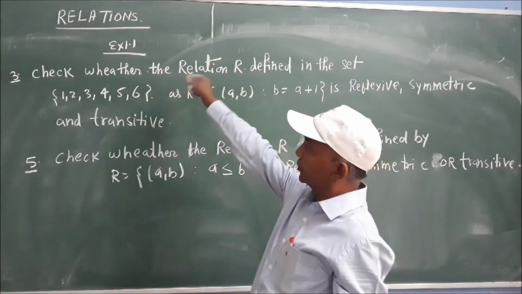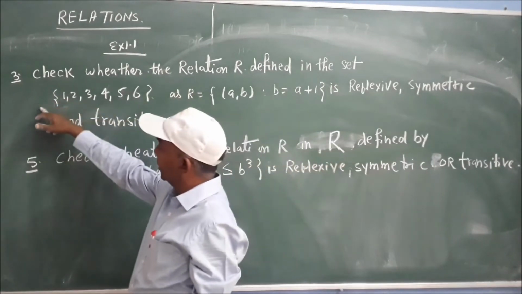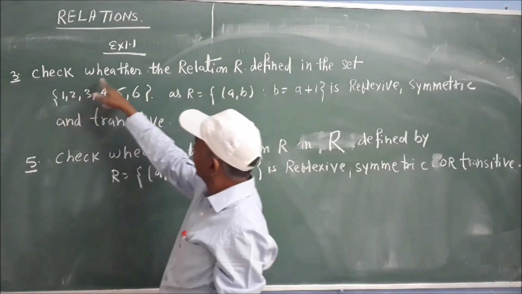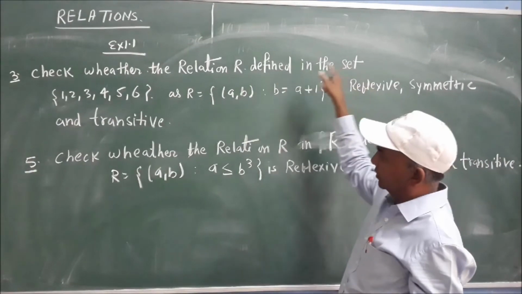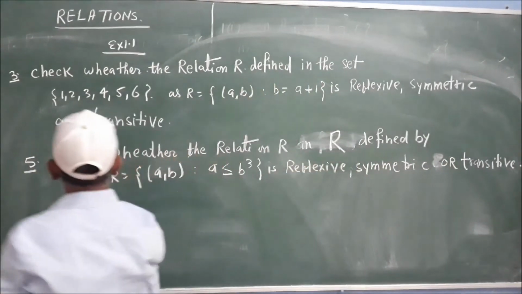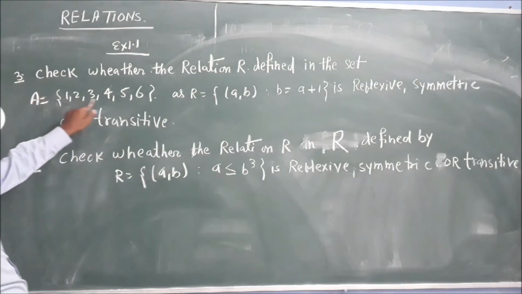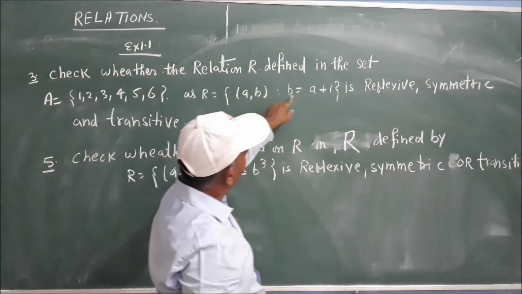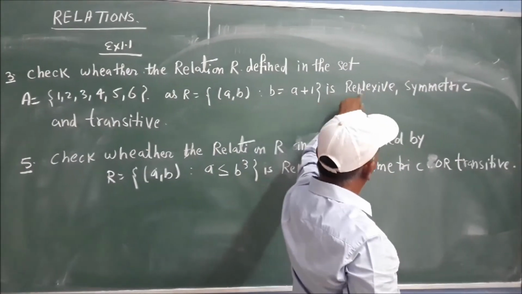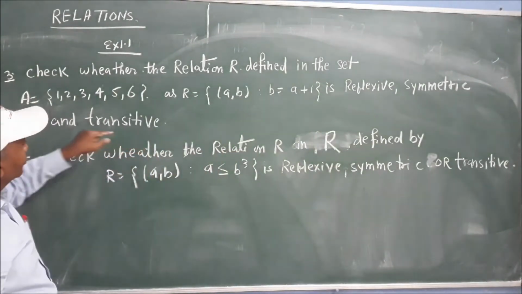Here are two questions of exercise 1.1 for your homework: the third question and the fifth question. The third question is to check whether the relation defined in the set is reflexive, symmetric and transitive. The set is given: set A is equal to {1, 2, 3, 4, 5} and R is equal to {(a, b): b = a + 1}. You have to check that.